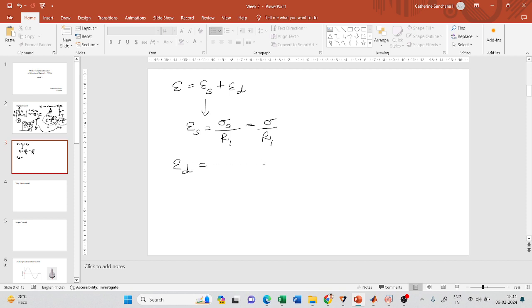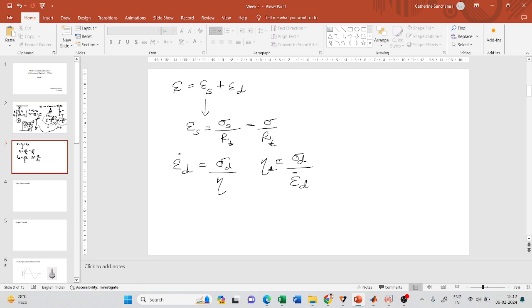First let us write the equation for viscosity. It need not be eta 1, since I have only one dashpot and one spring, it can simply be eta and r. You need not write the subscript 1. So eta is equal to sigma d divided by epsilon d dot. So from this I can get epsilon d dot as sigma d divided by viscosity.